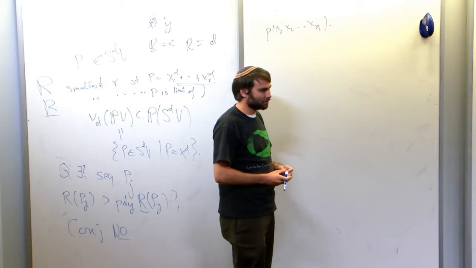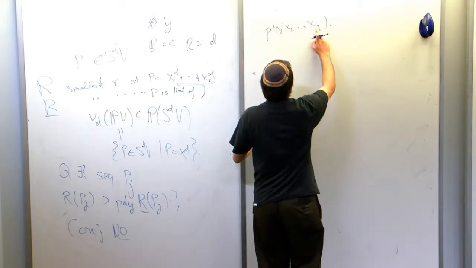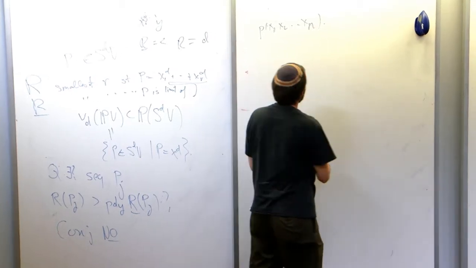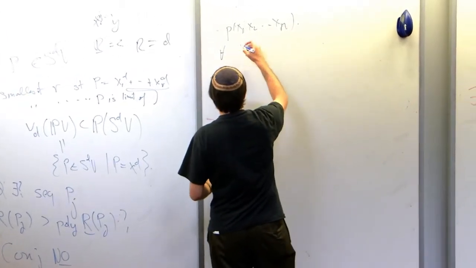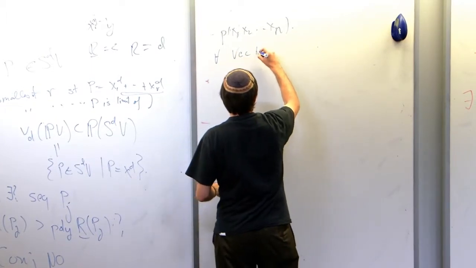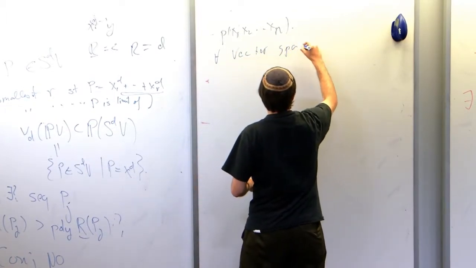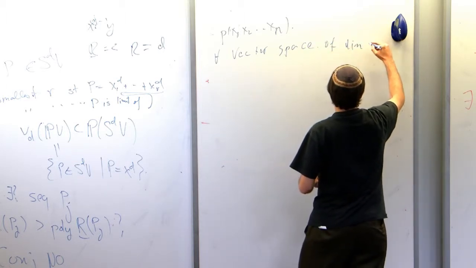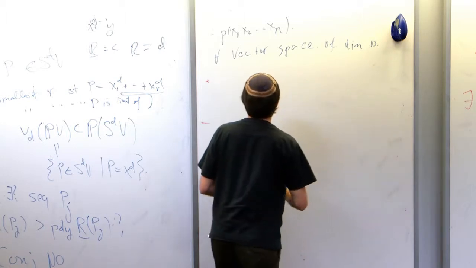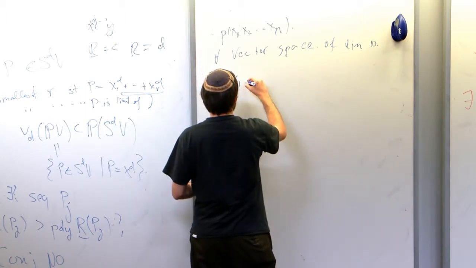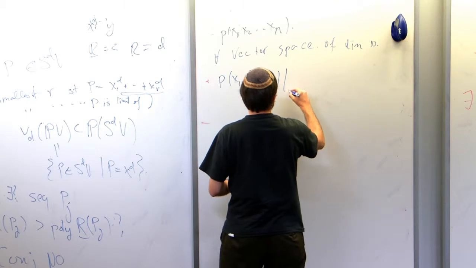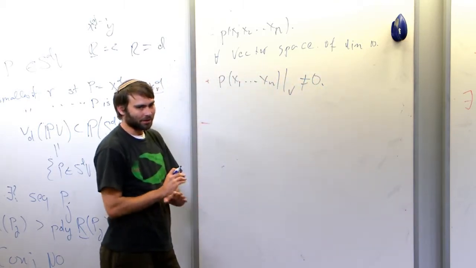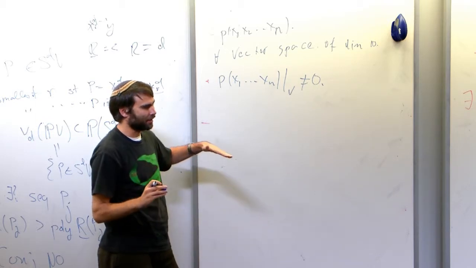So I want to find a polynomial in n variables such that for every vector space V of dimension, say 10, p of x1 to xn restricted to V is not identically zero. In my opinion, it's a very clean question.